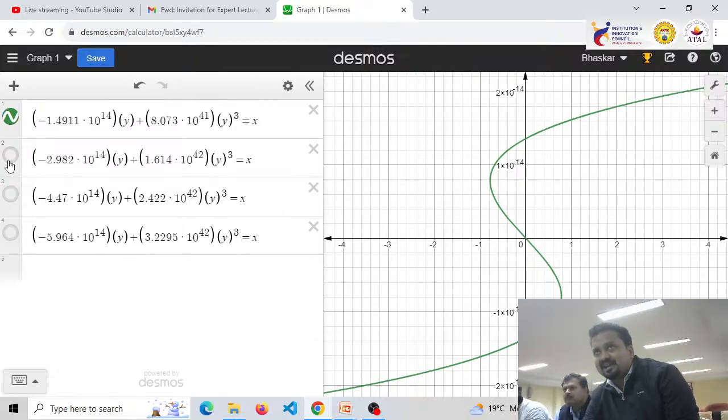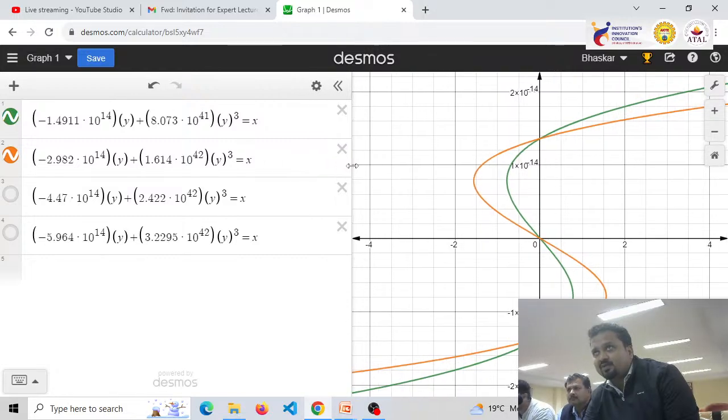Now next I'll move on to TFE equals 60 nanometer. Now the same way how I calculated my value of alpha and beta in my previous case, here I'll calculate the value of alpha and beta for my TFE equals 60 nanometer. Similarly, I have extracted the value of alpha and beta for this particular thickness. So here I got the value of alpha as minus 2.982 into 10 to the power 14, and 1.614 into 10 to the power 42 is beta. Now here I have plotted this characteristic, and this is in orange color.